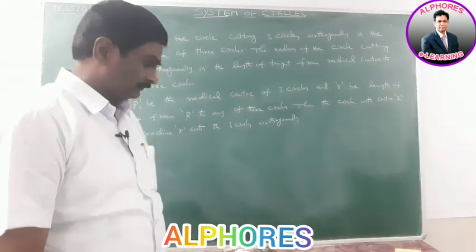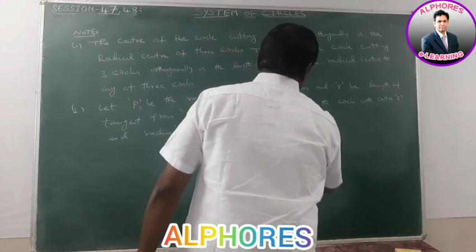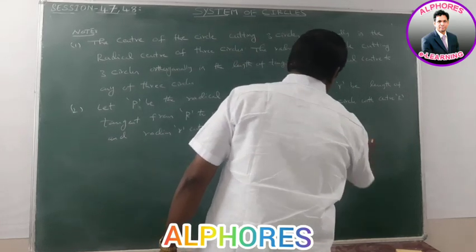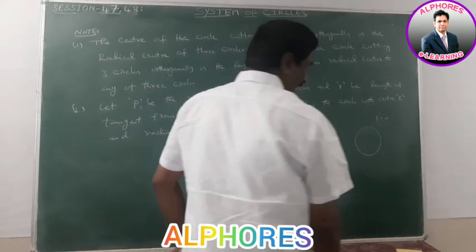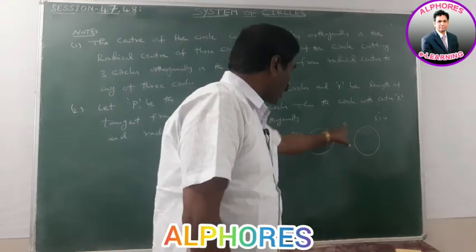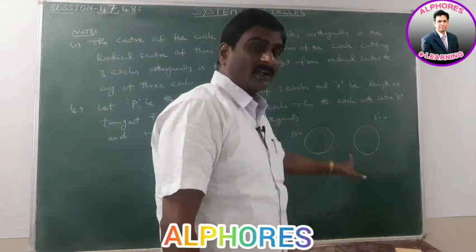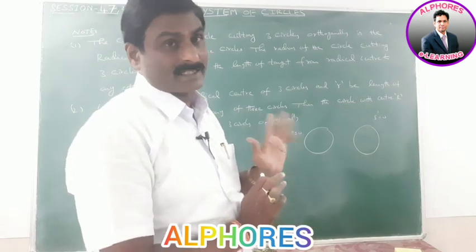Okay, next point. Suppose S = 0 is one circle and S' = 0 is another circle. For a circle which cuts these circles orthogonally, the locus of the center of the third circle must lie on the radical axis of these circles.